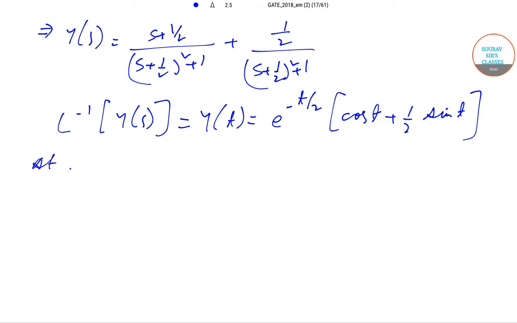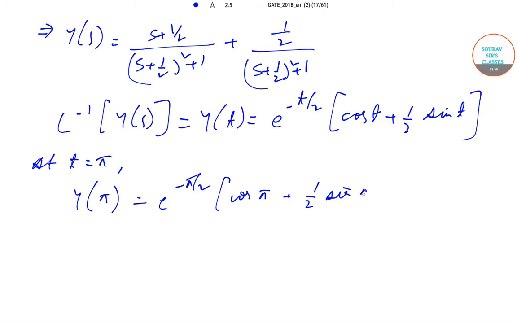So at t equal to pi, y(pi) will be equal to e^(-pi/2) (cos pi + (1/2) sin pi), which will be equal to -e^(-pi/2), since cos pi will be equal to minus 1. So this will be equal to e^(-pi/2), which will be equal to 0.2078, which if we take to two decimal places will be equal to 0.21.